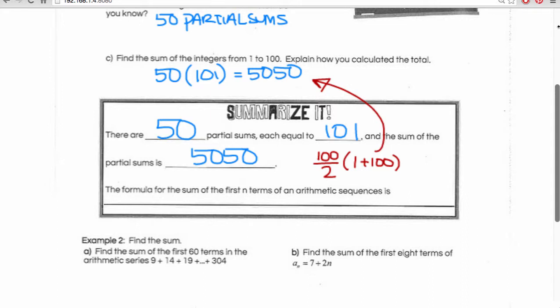Now, generally speaking, we can come up with a formula. That formula is S sub n equals the total number of terms divided by 2, because that's talking about how many pairs we have, times the first term in the arithmetic sequence plus the last term in the arithmetic sequence. And that's it.